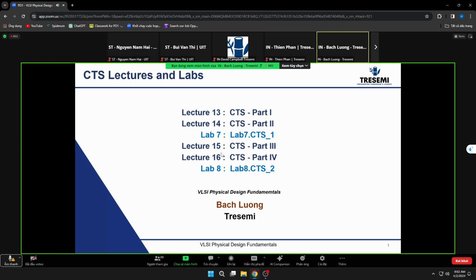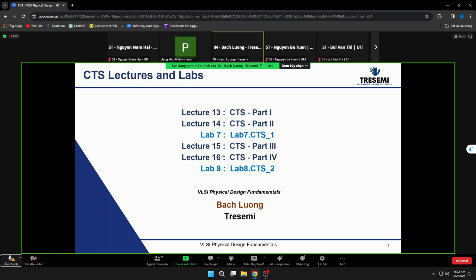There will be 4 lectures on clock tree. Lecture 13, which is today, is part 1, and the next one will be Thursday, lecture 14, which is part 2 of CTS. And then we'll have lab 7, the first part of CTS, which will cover lectures 13 and 14. So today we'll not have a lab. We'll have a 2-hour lecture.